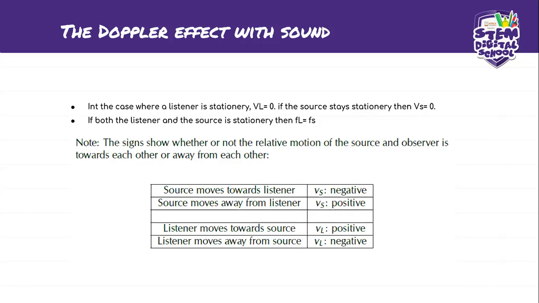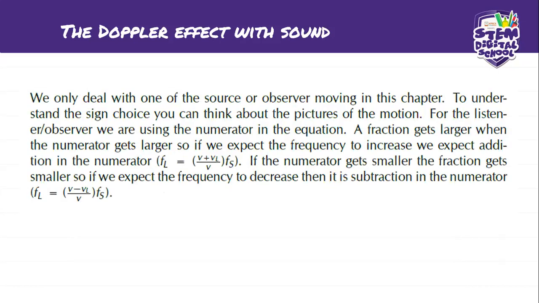We only deal with one of the source or observer moving in this chapter. So it has to be either one stationary and the other moving. To understand the sign choice, you can think about the picture of the motion.